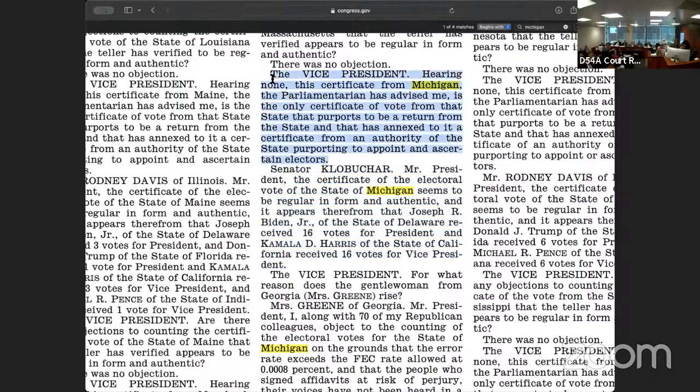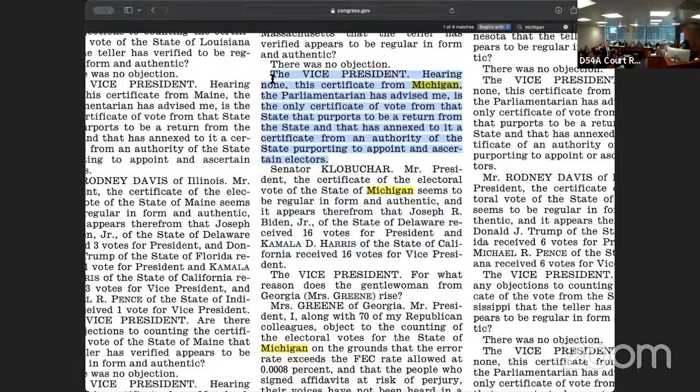Can you please read what the vice president said, as stated here in the congressional record? The blue highlight? Yes. The vice president: Hearing none, this certificate from Michigan, the parliamentarian has advised me, is the only certificate of the vote from that state that purports to be a return from the state, and that has annexed to it a certificate from an authority of the state purporting to appoint and ascertain electors. There's a glare on the screen. You still have much better vision than I do, even with LASIK.